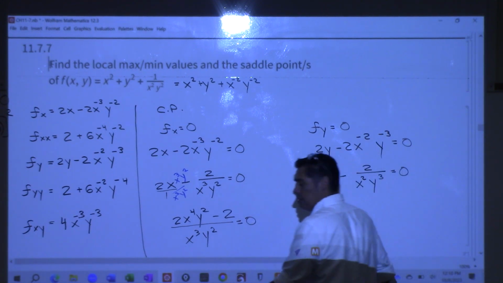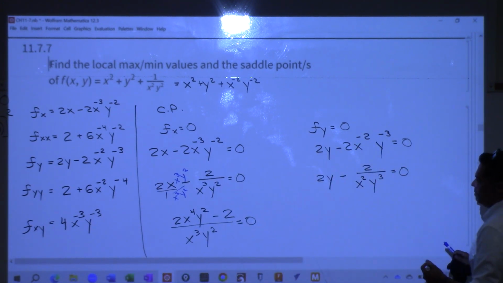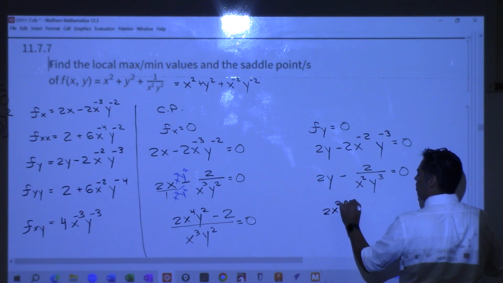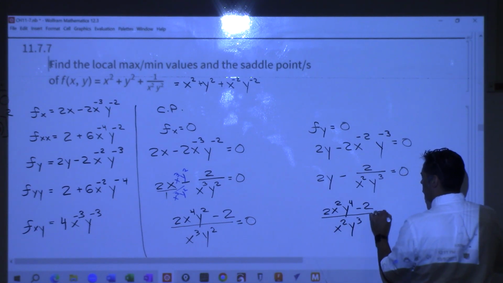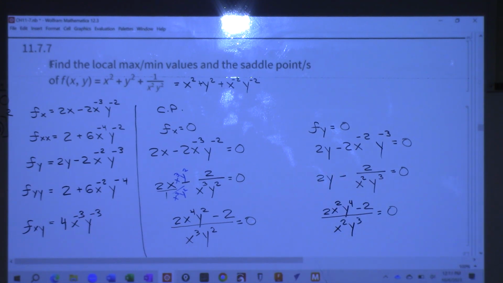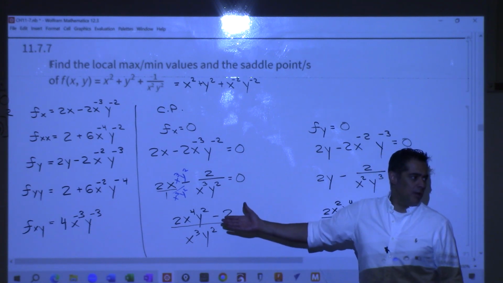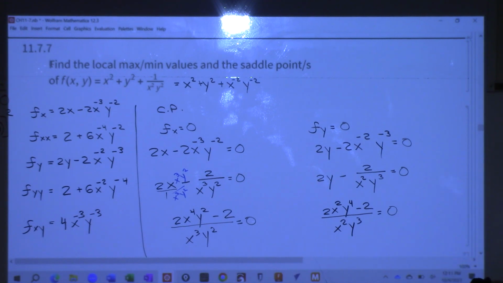I can do the same thing over here. This will become 2x squared y to the 4th minus 2 over x squared y cubed equals 0. So I'm doing the exact same procedure, getting common denominators on each side. The only reason I did that is because the only way a fraction can equal 0 is if the numerator is 0. That's the only way a fraction can ever be equal to 0, is if you set the top to 0.